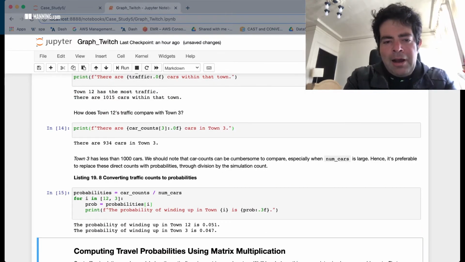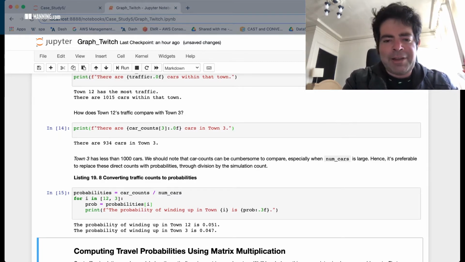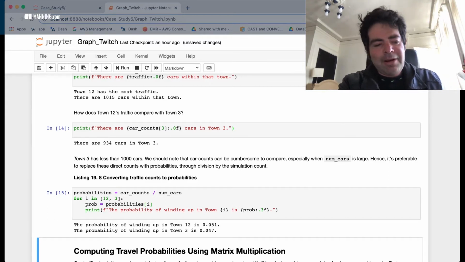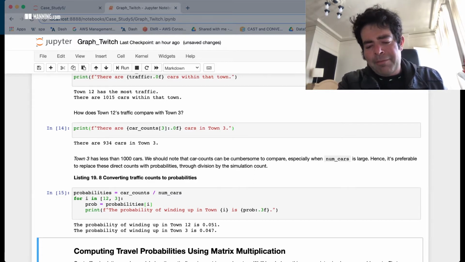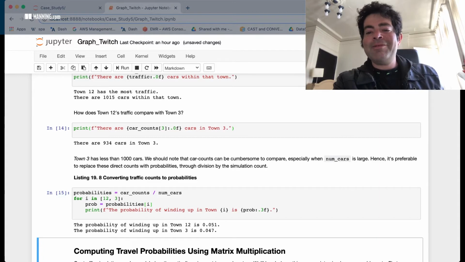As we can see, there's about a 5% chance of winding up in town 12 after 10 random stops, and about a 4.7% chance of winding up in town 3. So we're more likely to wind up at town 12 than town 3 at random, because town 12 is more centrally positioned. We're not concerned with that right now. This is where it gets cool.